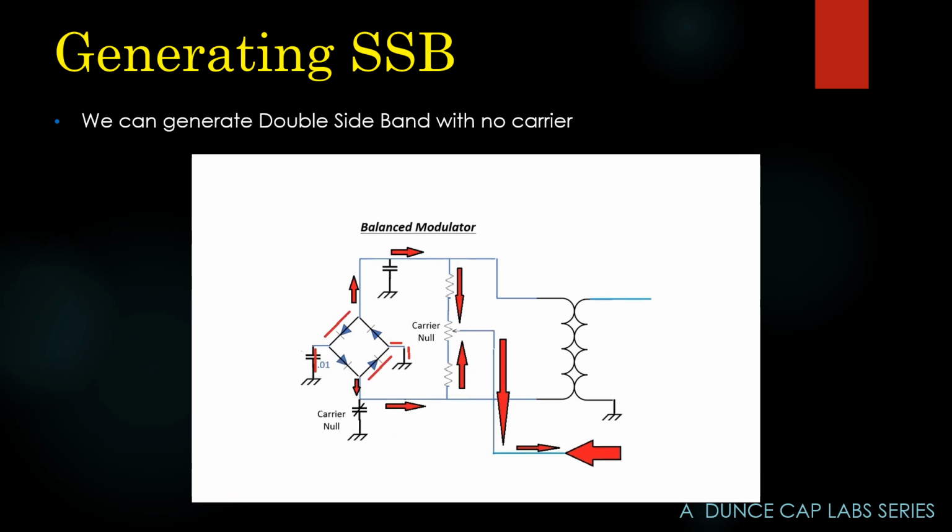When the polarity of the carrier oscillator reverses, electron flow reverses. We come up through here, go up, and out. We also come up through here, go up, and out. Again, notice everything is in perfect balance. So there's no flow through the transformer.